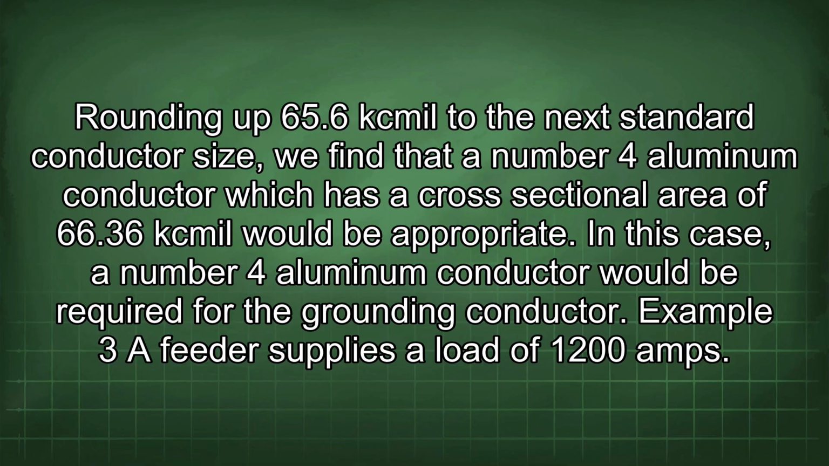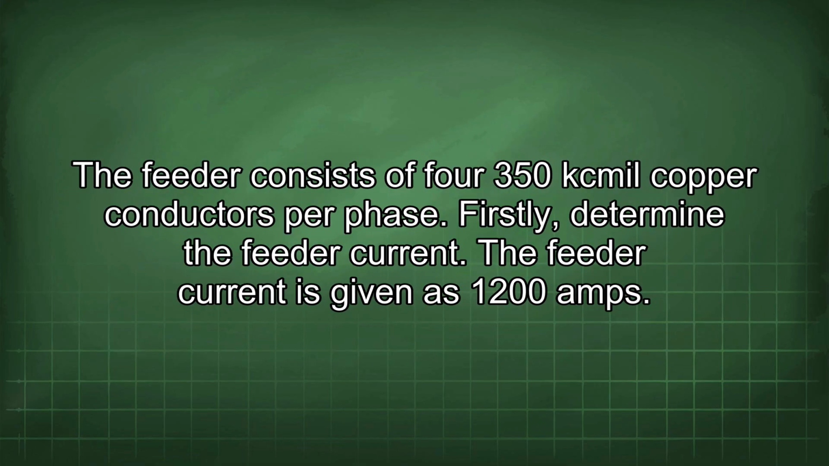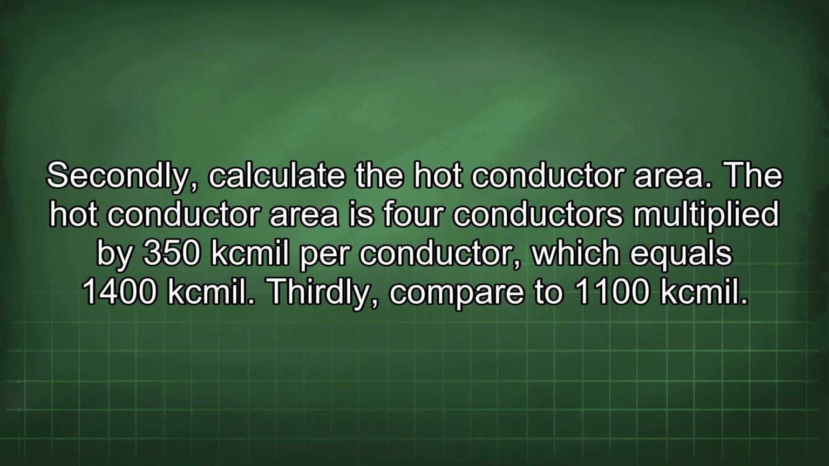Example 3: a feeder supplies a load of 1200 amps. The feeder consists of 4 350 kcmil copper conductors per phase. Firstly, determine the feeder current. The feeder current is given as 1200 amps. Secondly, calculate the hot conductor area. The hot conductor area is 4 conductors multiplied by 350 kcmil per conductor, which equals 1400 kcmil. Thirdly, compare to 1100 kcmil.